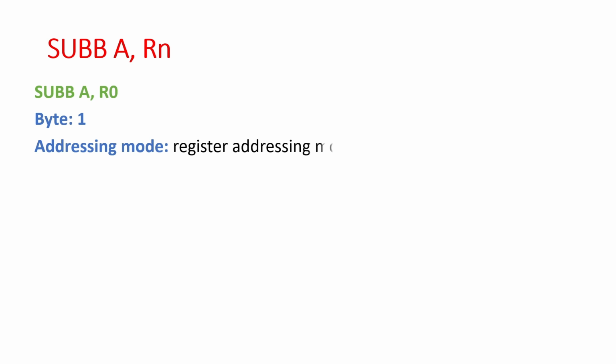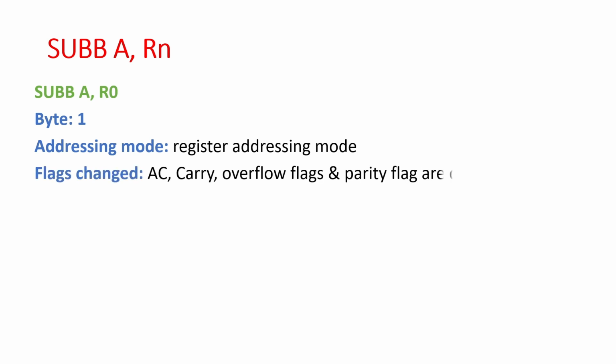See the next instruction, SUBB A, Rn. Example is SUBB A, R0. This is the 1-byte instruction. Addressing mode is register addressing mode. Flags changes, auxiliary carry, carry, overflow and parity flags are changed.